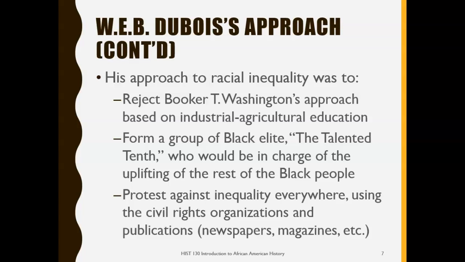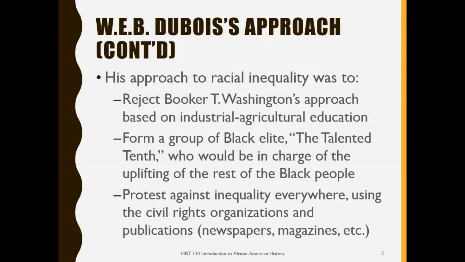Secondly, he also wanted to form a group of black elite. So a small group of educated black people known as the talented 10th. About 10% of all African Americans should be well educated, and those talented 10th would take care of the uplifting, the advancement of the rest of the African American people. So that's his major approach.